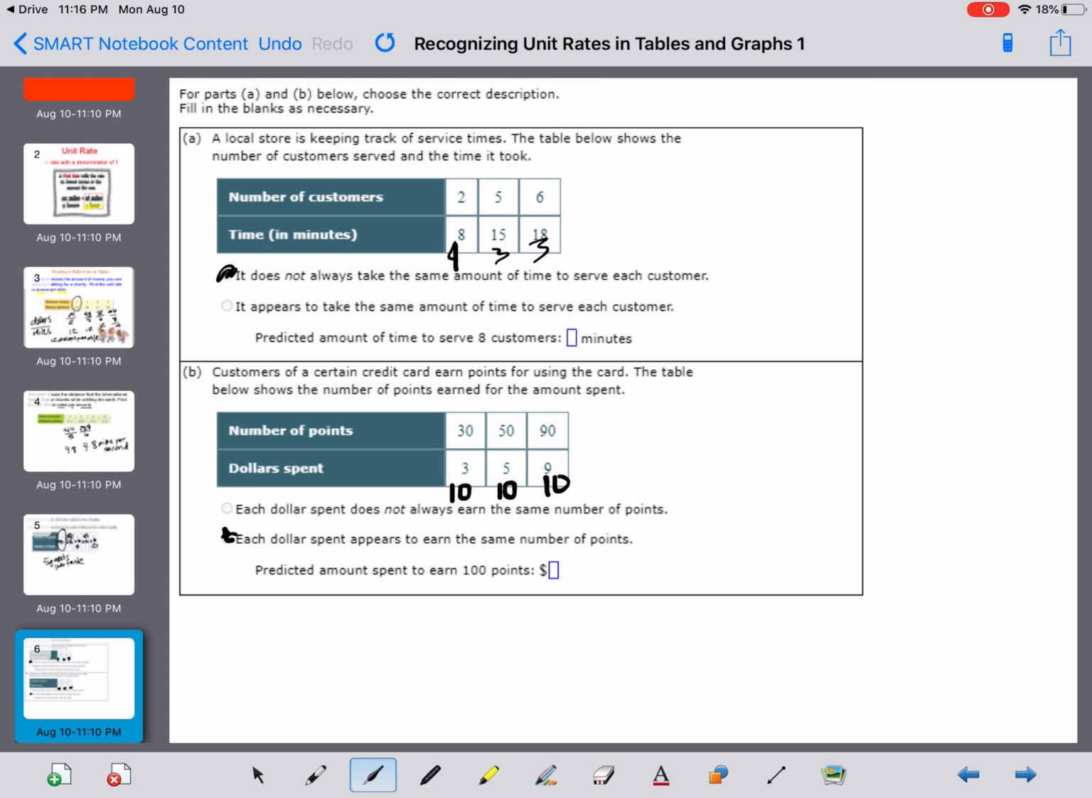So predict if it was for 100. Oops, so if that's 100, what's that right there? Well, since we were timesing by 10, 10 times what gives me 100, and that would be 10.